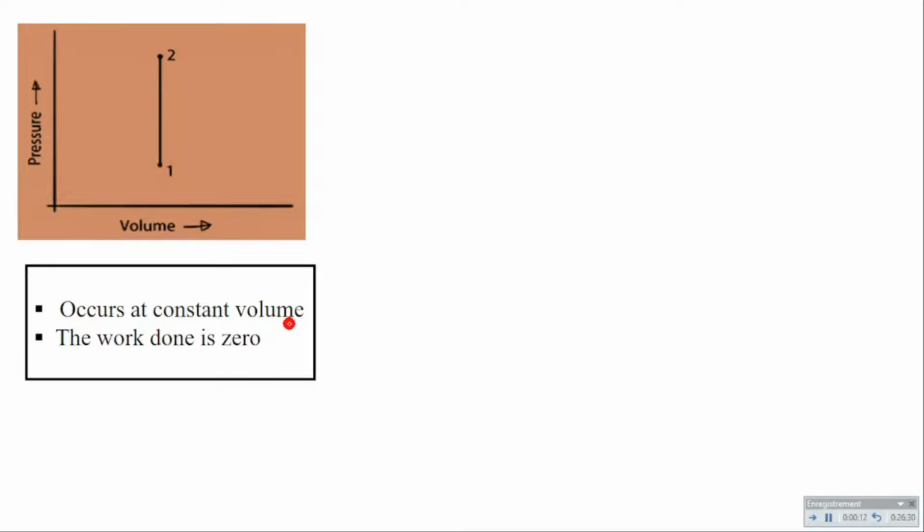If it is occurring at constant volume, remember work done is equal to negative P dV, and now the change in volume is equal to 0. That means the work done is 0 in the isochoric process. When the process is happening at constant volume, the work done is 0 because delta V is equal to 0.